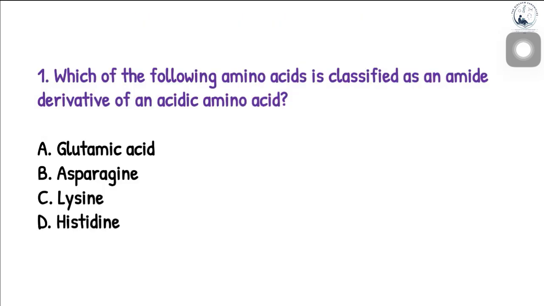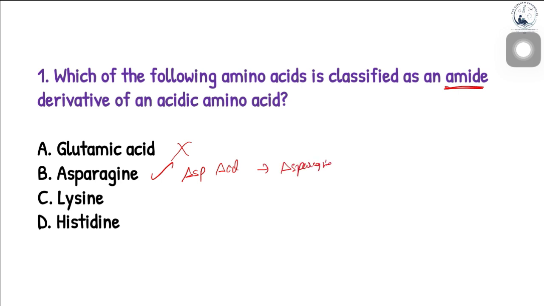Before we complete, we'll get into the MCQs. So the first MCQ is, which of the following amino acids is classified as an amide derivative of an acidic amino acid? Option 1 is glutamic acid. Is it an amide derivative? No. It is the acidic amino acid, so obviously no. What is asparagine? Is it an amide derivative? Yes. Your aspartic acid is converted to your asparagine, okay.